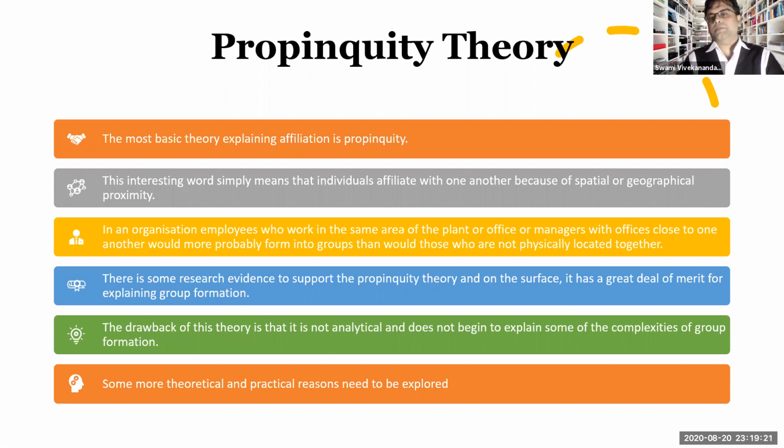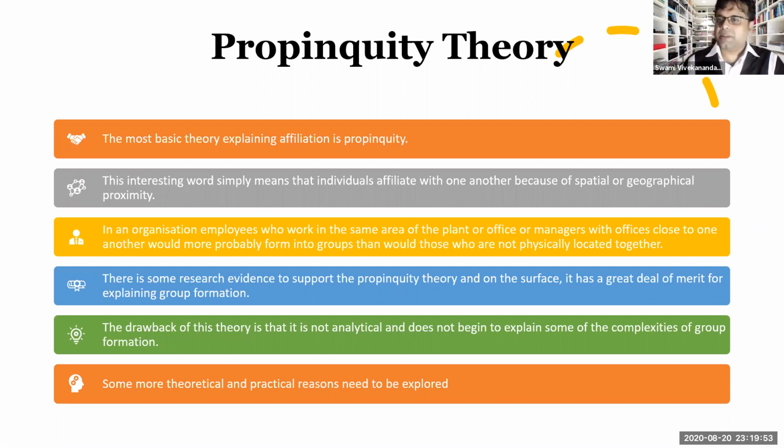Those who have physical, geographical, spatial proximity have a chance of forming a group, rather than those who are not in a proximity zone and are located in distant places. The chances of creating a group are lesser than for people with higher proximity. The drawback of this theory is that it is not analytical and does not begin to explain the complexities of group formation.